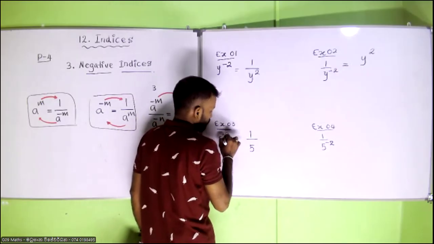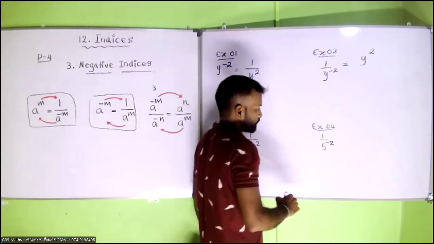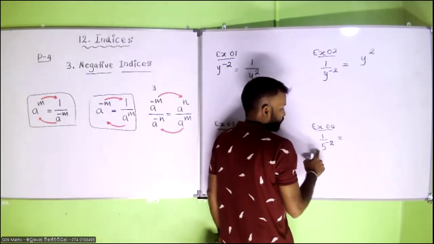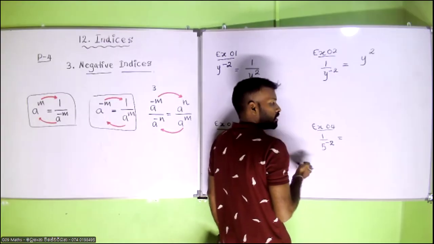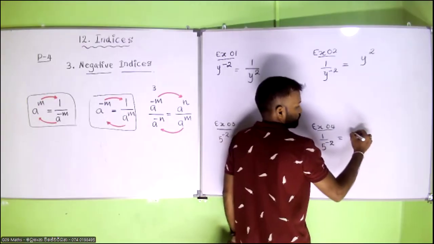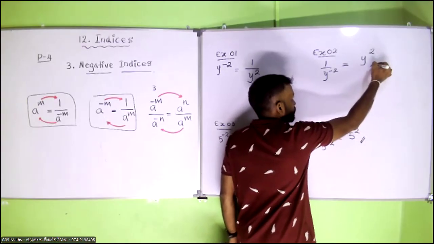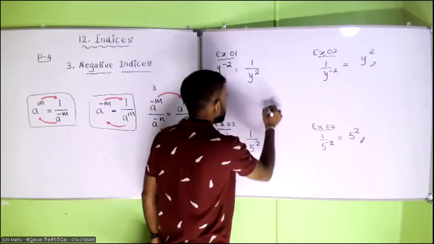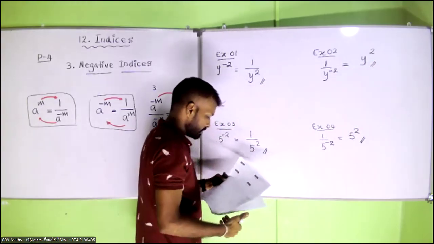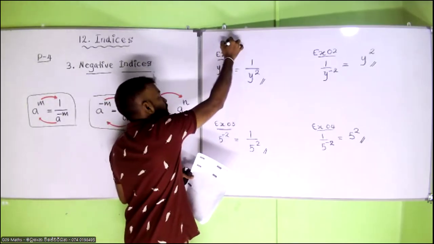Change the sign. Negative becomes positive. This one, 1 upon 5 to the power minus 2. Reciprocal. This negative becomes positive. 5 to the power 2. That's all. Very easy. Right? This is page number 4.